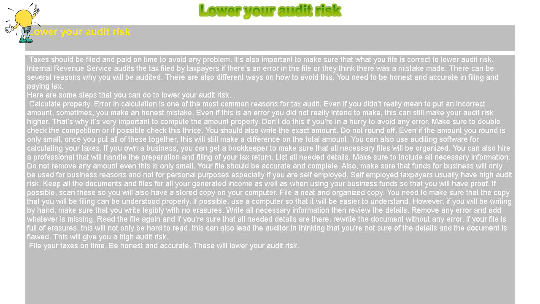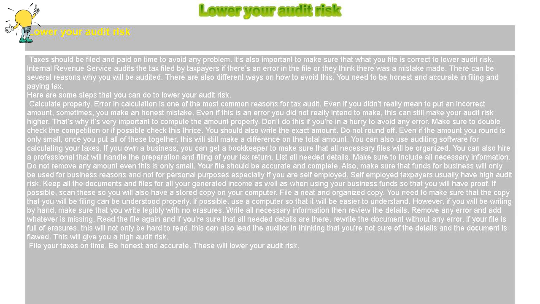Write all necessary information, then review the details. Remove any error and add whatever is missing. Read the file again, and if you're sure that all needed details are there, rewrite the document without any error.